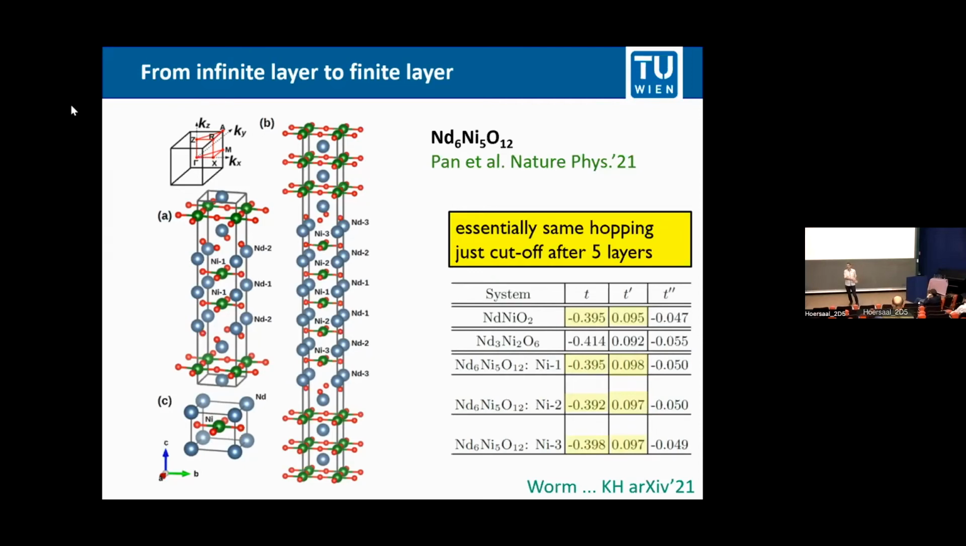The reason why we think these finite-layer nickelates are much closer to the infinite-layer nickelates is that you synthesize these films on the strontium titanate substrate. Because of that, you don't have bulk as in the cuprates, and you have much less freedom to change your lattice parameters with the finite-layer films. The substrate therefore locks in the in-plane lattice constant, and the out-of-plane lattice constants are also not so flexible, and that gives you very similar hopping parameters.